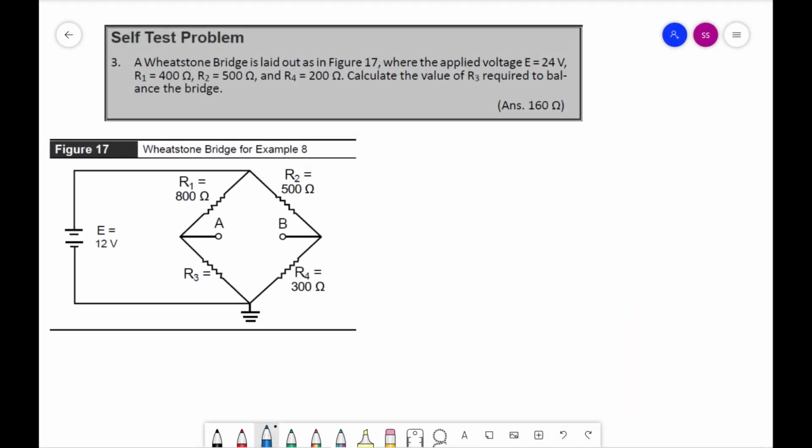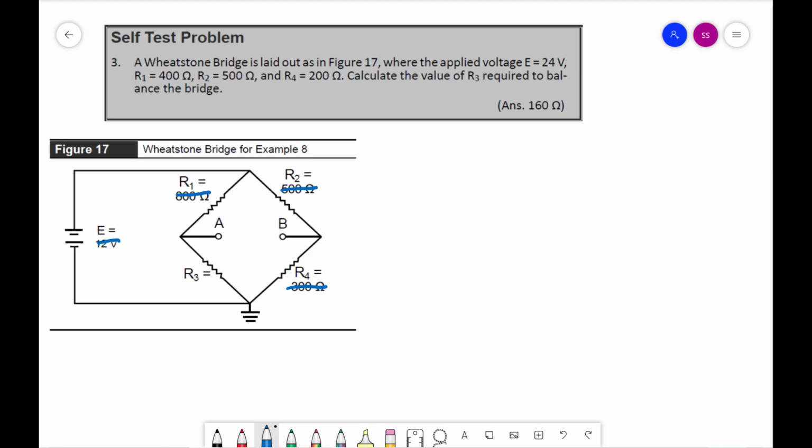Okay, so here is our self-test problem on page 19 of your textbook. So a Wheatstone Bridge is laid out as in figure 17 in your textbook on the same page. And just for reference, I've gone ahead and shown you figure 17 here on my whiteboard. The values are going to be different, which will just change out, but it's the same arrangement in terms of the labeling. Okay, so the applied voltage is 24 volts, R1 is 400 ohm, R2 is 500 ohm, and R4 is 200 ohm. So let's just change the labels here on our circuit so we've got some reference.